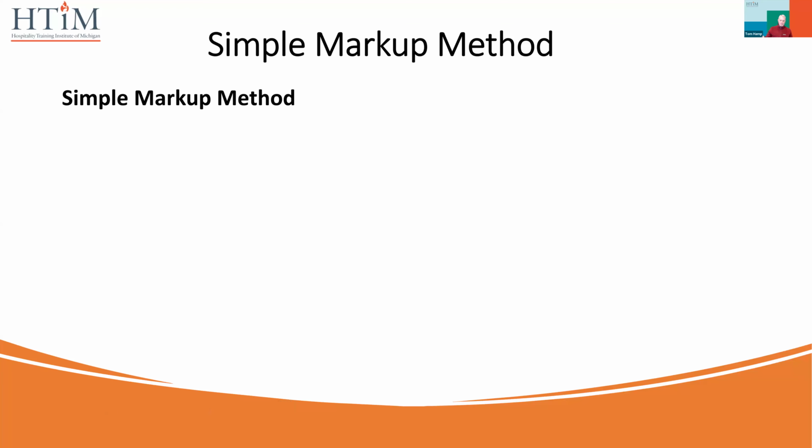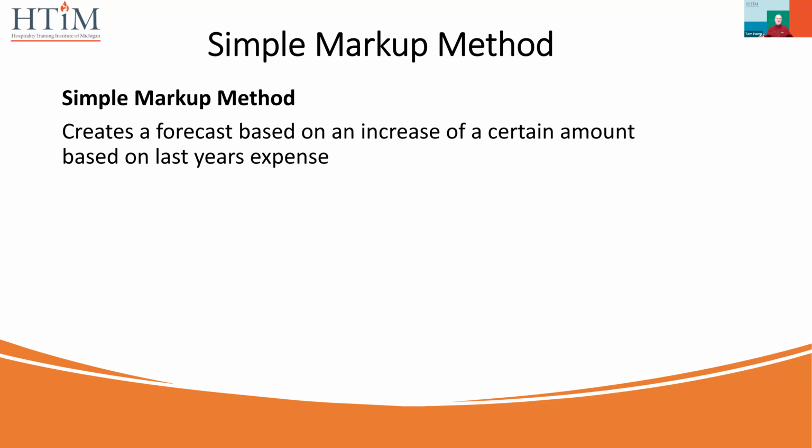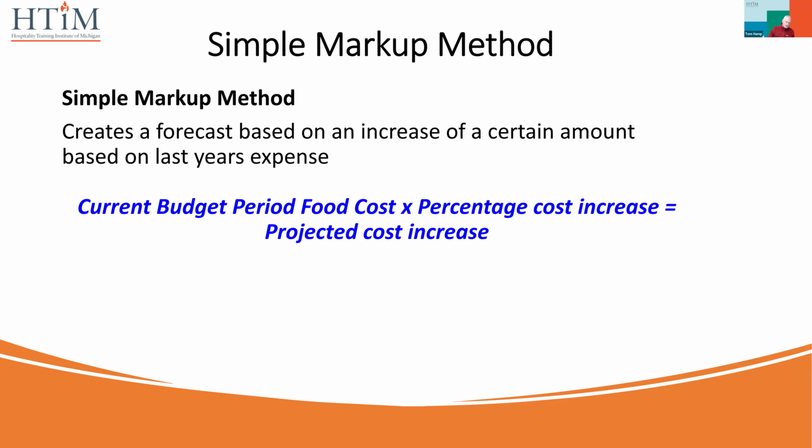Moving on to the simple markup method, it's kind of the reverse. It certainly is a forecast. It's not a percentage of sales, right? But it's based on an increase of a certain amount on last year's expense. So if we know we had an expense of a certain dollar figure, we just want to increase it. So the current budget period food cost times the percentage of the cost increase is the projected cost increase. And a lot of times we just put 2 or 3% to be safe, but sometimes it can be more. But you're typically going to have percentages from management that tell you this is where we have to stay, right? So we're going to try to work that into our forecast.